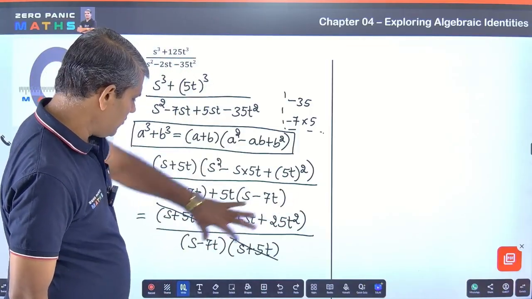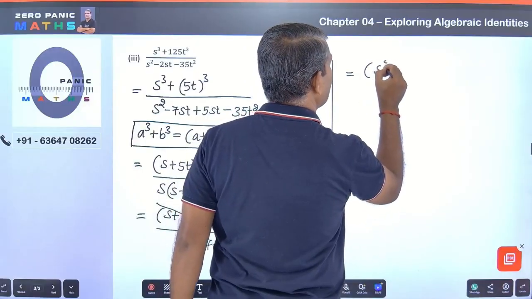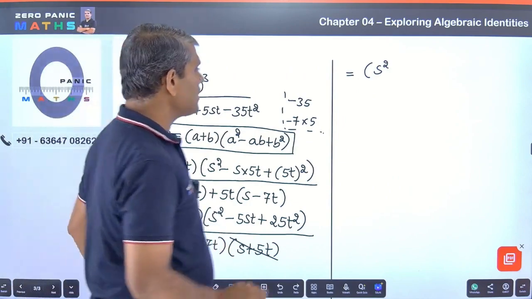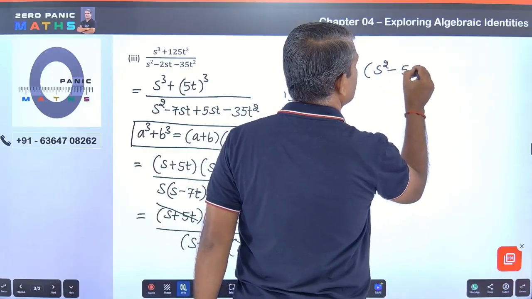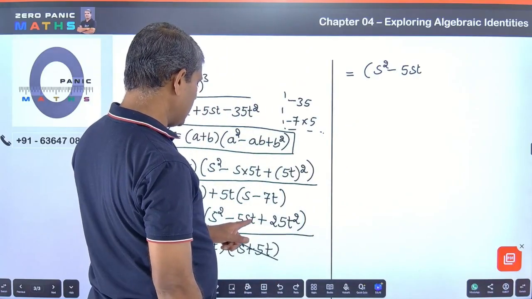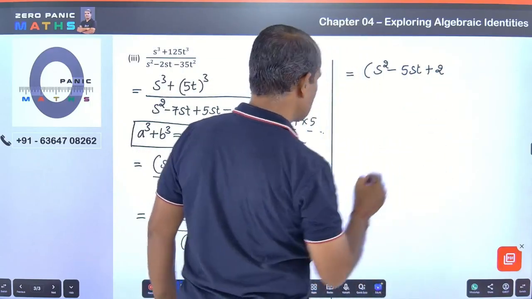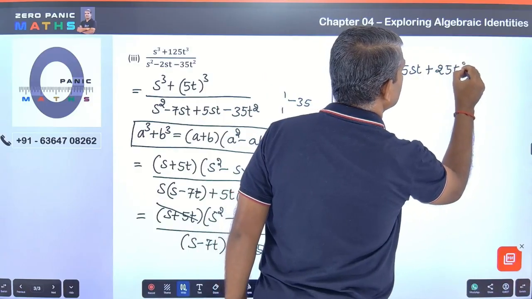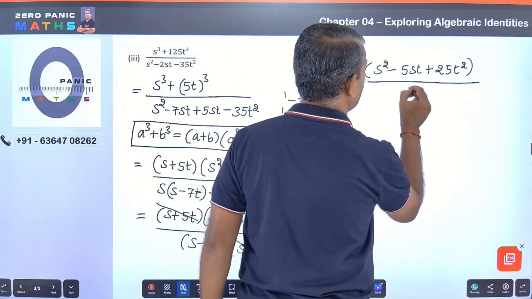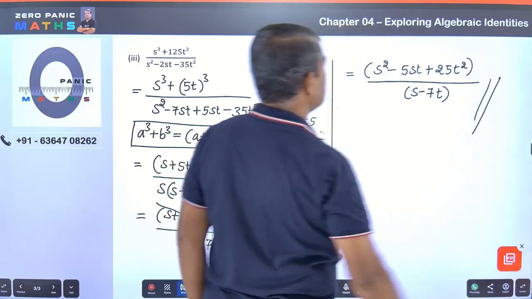So let me write that as s square. Don't get it confused with 5 square. It is not 5, it is s. Minus 5st. I'm purposefully writing 5 a little bit different from s. Plus 25t square, divided by what remains, s minus 7t. So this is the final answer.